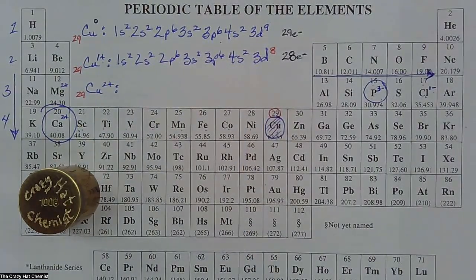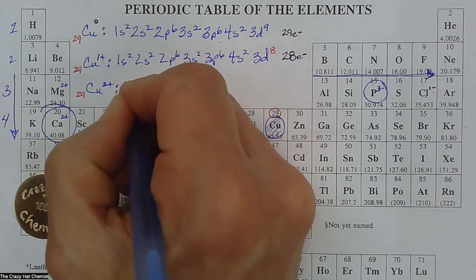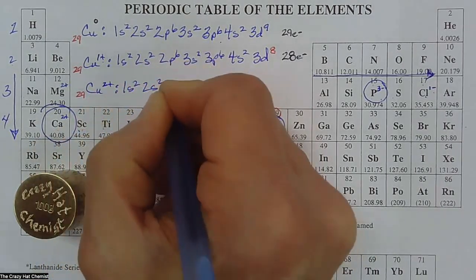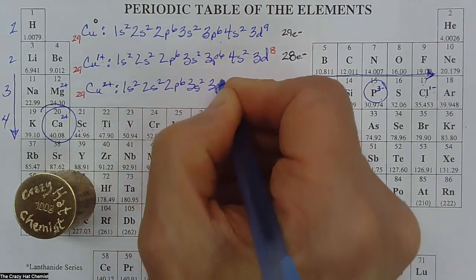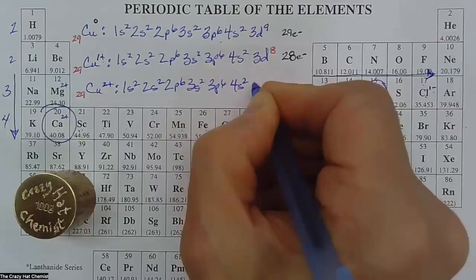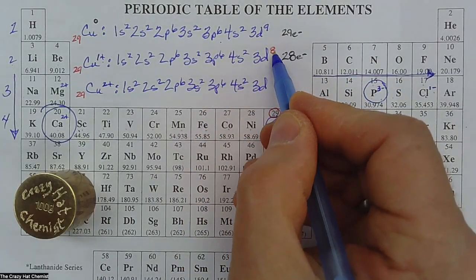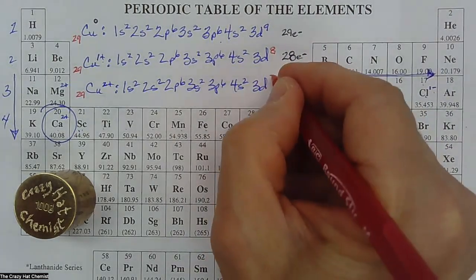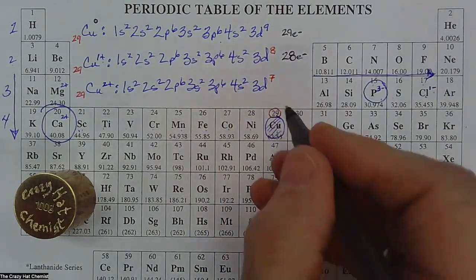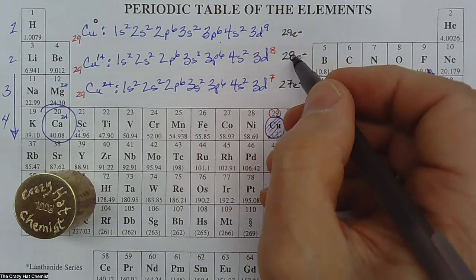Now we're going to do the electron configuration for the cupric ion, and that is the 2+ ion of copper. So that would be 1s2, 2s2, 2p6, 3s2, 3p6, 4s2, 3d, 1 less than the cuprous or 2 less than the atom. So that would be 7. And then how many total electrons? That would be 27 electrons. Again, we're decreasing it by 1.